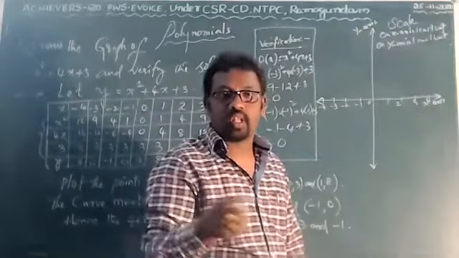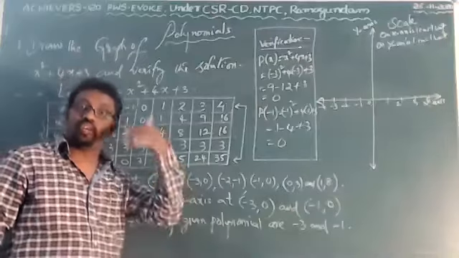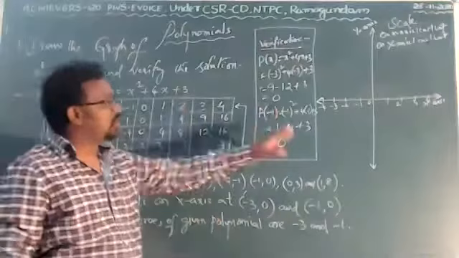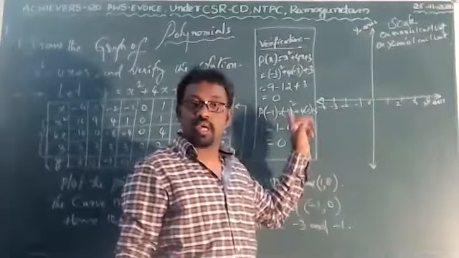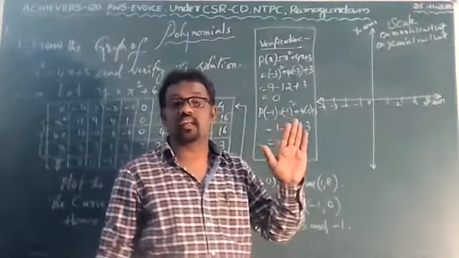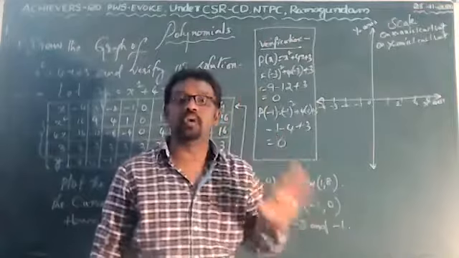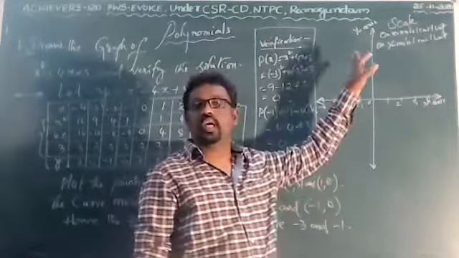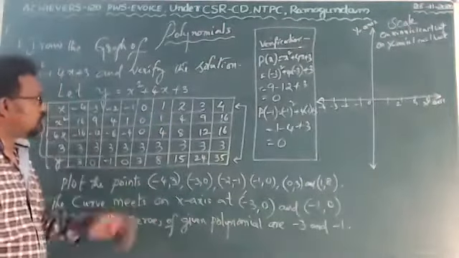Don't be confused. That's what I said. Don't cross. Y is equal to, if it is 12, more than 12, no need to plot. Up to 12 only, because in your graph sheet, maybe 8 to 9 units will be available horizontally, and in vertical 12 units are available. That's what I said. Don't go beyond that. Okay, children? Yes.